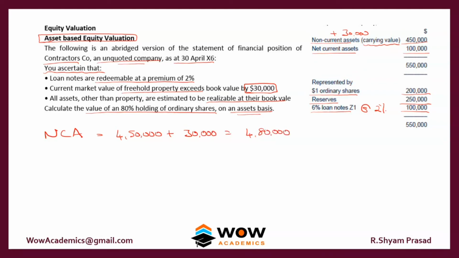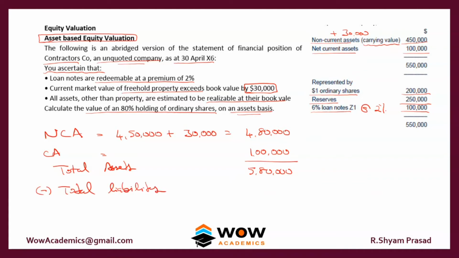All other assets we can take as the current assets. The current assets are realized at their book value. So the total assets of the company is 5,80,000. Now we have to deduct all the total liabilities. Total liabilities refers to the current liability and the long-term liability.